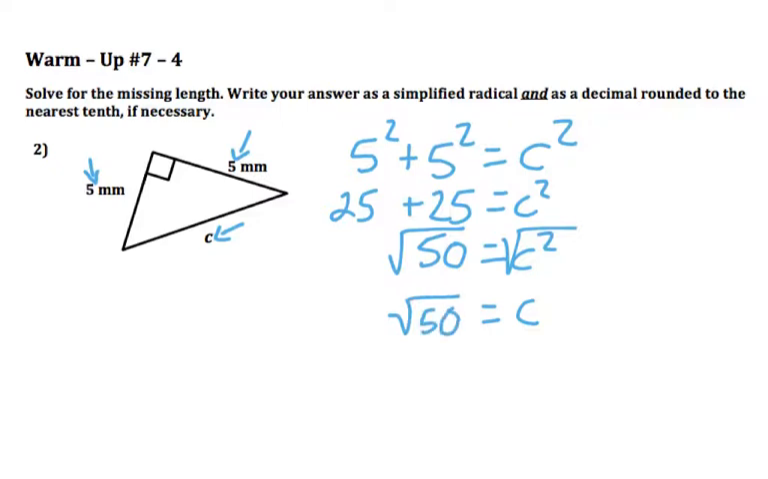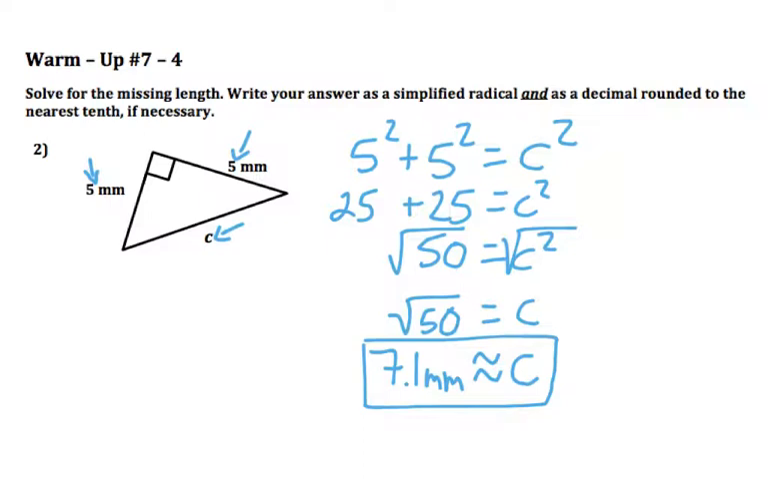Well, we could type that right into our calculators and find the approximation. So go ahead, take the square root of 50 in your calculator, and we get 7.07. So this is going to be approximately, so C is approximately 7.1, and then we got to add our units, millimeters.